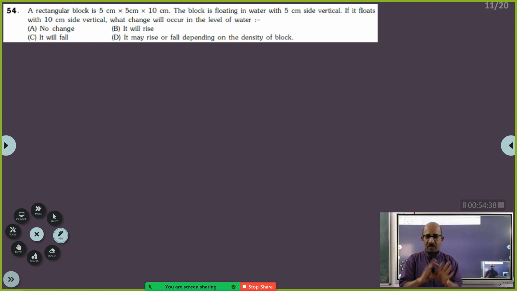And in both the conditions, the mass of the body is same and it is floating, isn't it? So it is floating, the mass of the body is same. Then the volume of the water displaced should be same in both the cases. Yes, sir. That should be equal to the weight of the body because it is floating, isn't it? Yes, sir. So whether it is floating with 10 centimeter side up or 5 centimeter, how should that matter? Will it matter? No, sir.